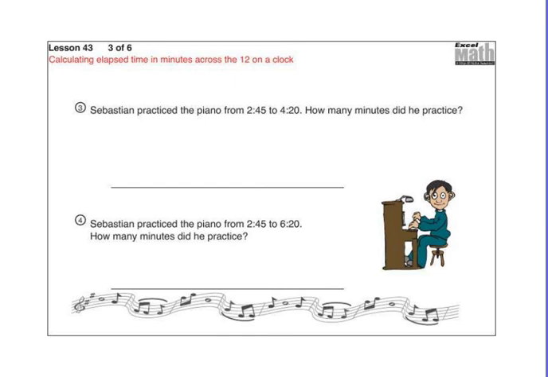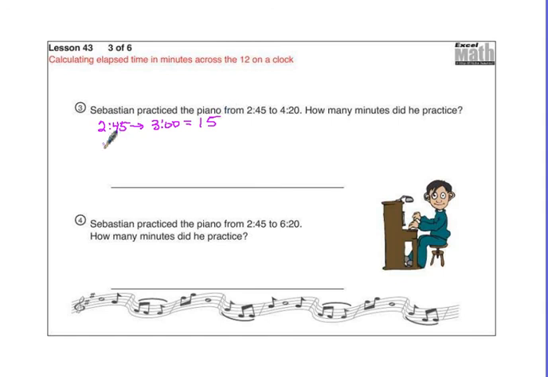Sebastian practiced the piano from 2:45 to 4:20. How many minutes did he practice? Well, in order to solve this one, you have to go from 2:45 to 3 o'clock. And how many minutes would that be? Go ahead and write this down on your paper. Copy what I'm writing, please.